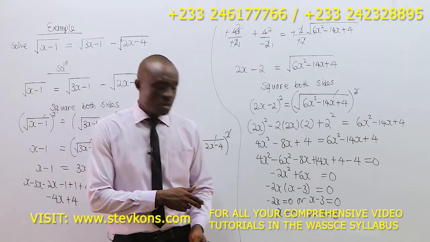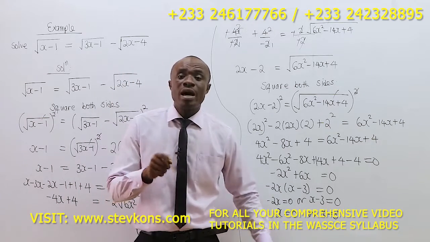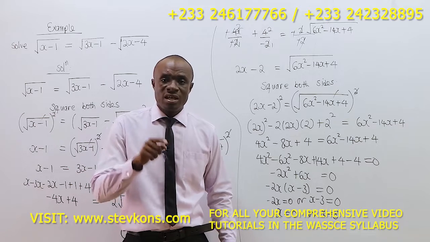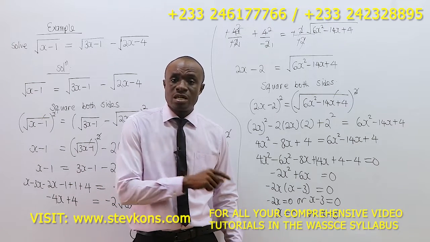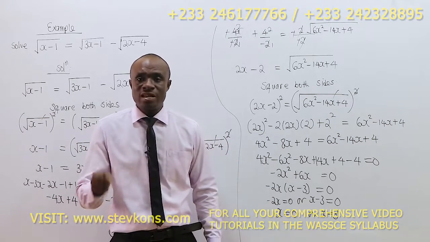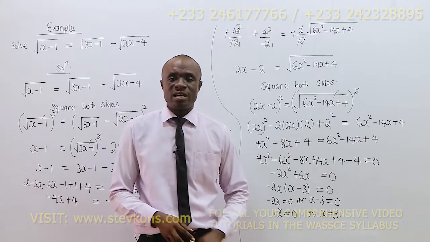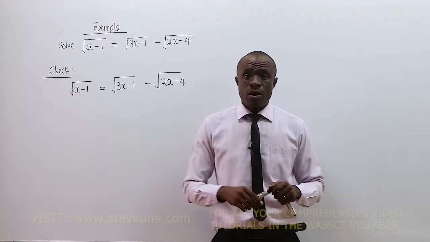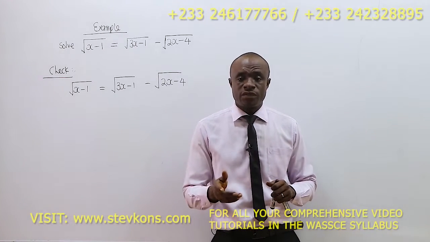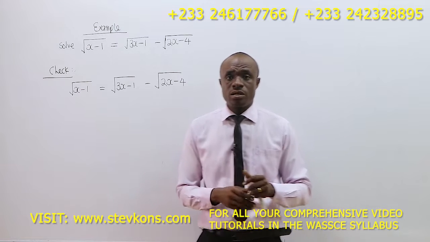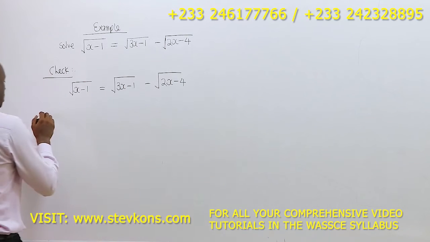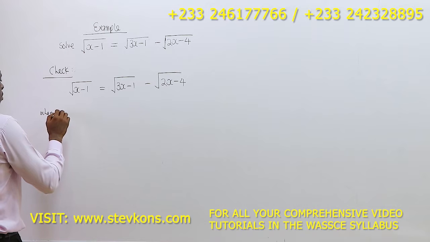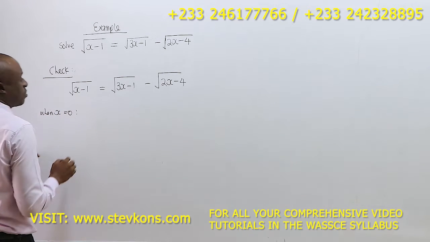So if these two answers, x equal to 0, x equal to 3, we are going to check if the two solutions satisfy the equation, or only just one satisfies the equation. Now we want to check which of the solutions satisfy. Is it x equal to 0 or x equal to 3? So first, when x is equal to 0.